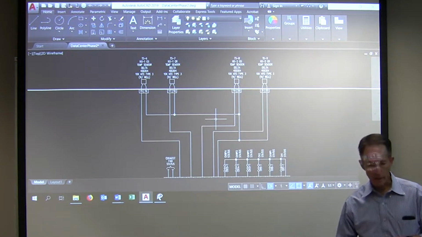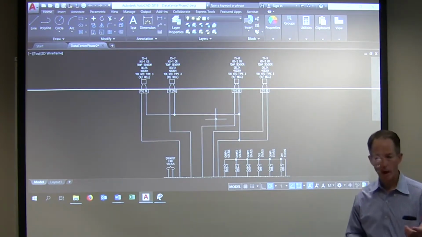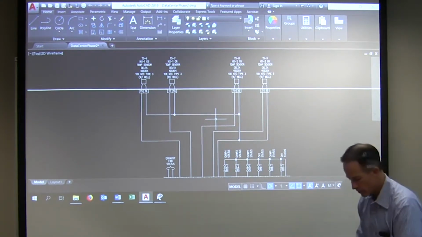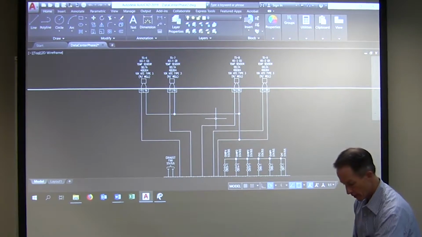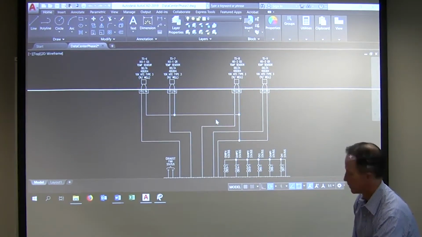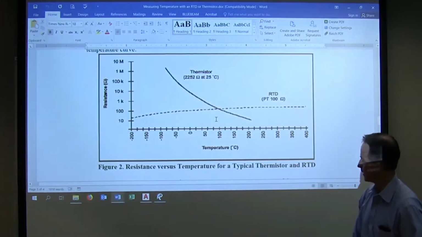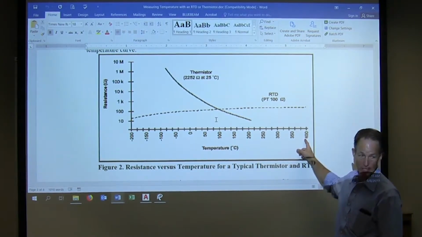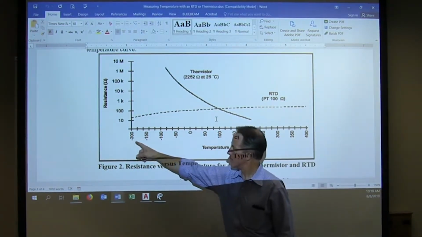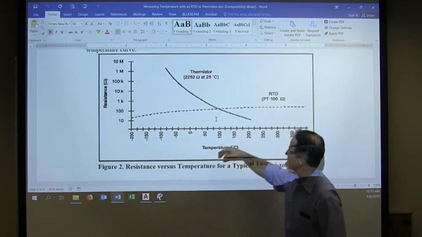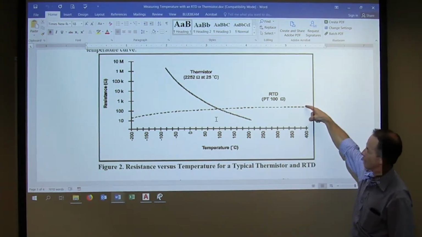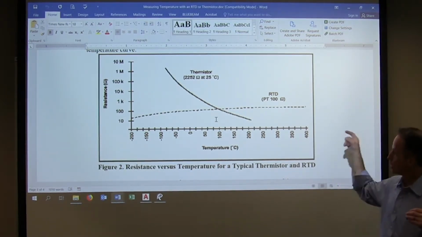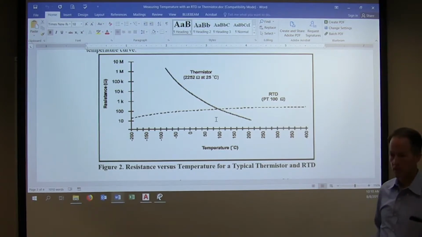Okay. When I start talking about RTDs, it's a little different. With RTDs, we deal with either a 100 ohm or 1,000 ohm RTD. So let me go back to this other slide here. Notice here, I'm going from 400 degrees Celsius down to minus 200, and maybe 30 all the way up to 100. So that's not very far, right? That's not very many ohms that it's changed in the course of that range.